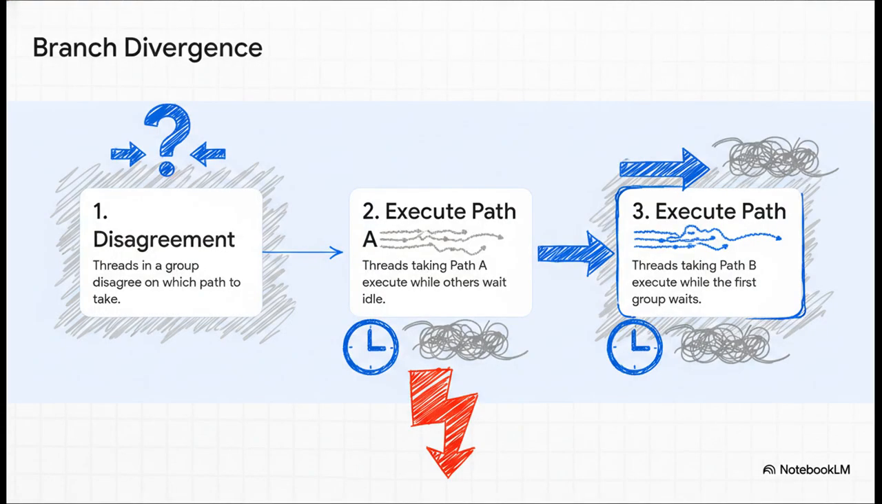So here's what the GPU is forced to do. When the threads disagree, like on a simple if-else statement, they can't just go their separate ways. So the hardware makes all the threads that need to follow path A go first, while every other thread in that group just sits there, waiting, doing nothing. Then, once they're done, the GPU runs path B for the rest of the threads, while the first group now has to sit and wait. All that waiting just kills the performance benefit you were getting from being parallel in the first place.